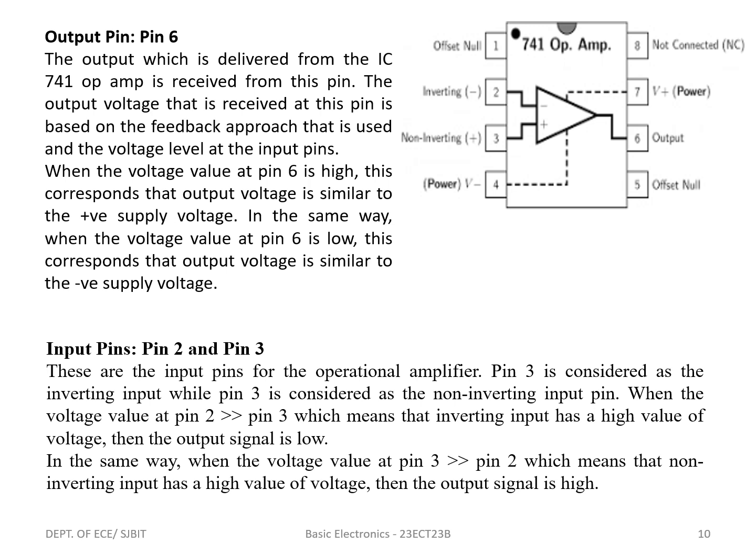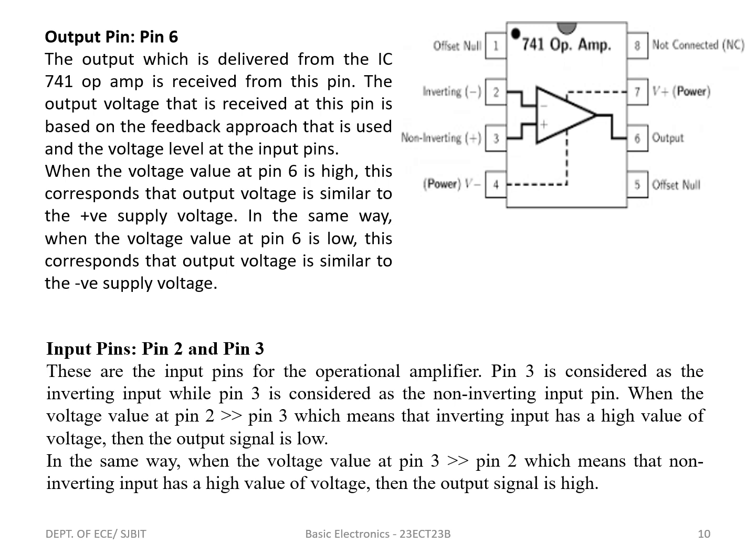When the voltage value at pin 6 is high, this corresponds to the output voltage being similar to the positive supply voltage. In the same way, when the voltage value at pin 6 is low, this corresponds to the output voltage being similar to the negative supply voltage.